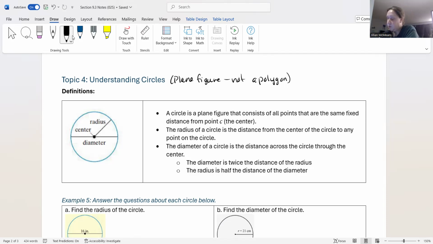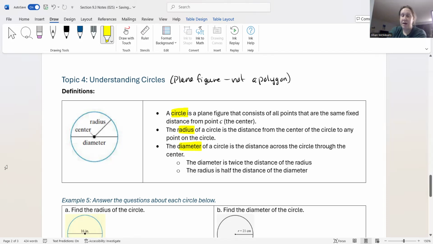Now the radius of a circle is the distance from the circle's center to the edge of the circle, to any point on the edge. So if you go from the center of the circle to any point along the edge of the circle, you've got the radius. So we have a circle, we have a radius, and then finally the diameter of a circle is the distance across the circle through its center.